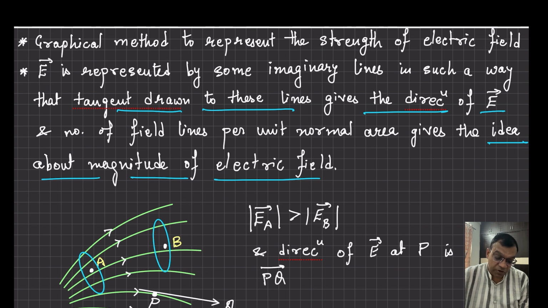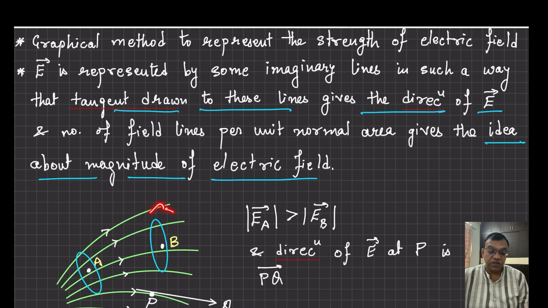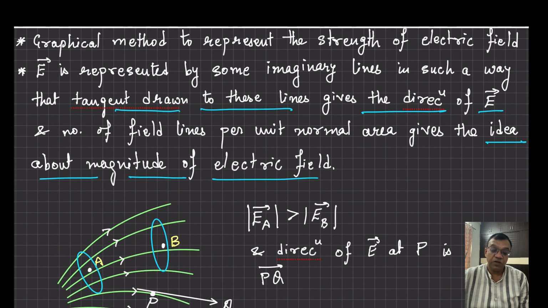So if you see here, I have drawn two areas A and B, surface areas, which are equal in magnitude. Now, if you see at point A, 4 lines are crossing this, and at B only 2 lines are crossing. So more number of lines are crossing the unit area at point A than at B. So we can say electric field intensity is going to be greater at A than at B.